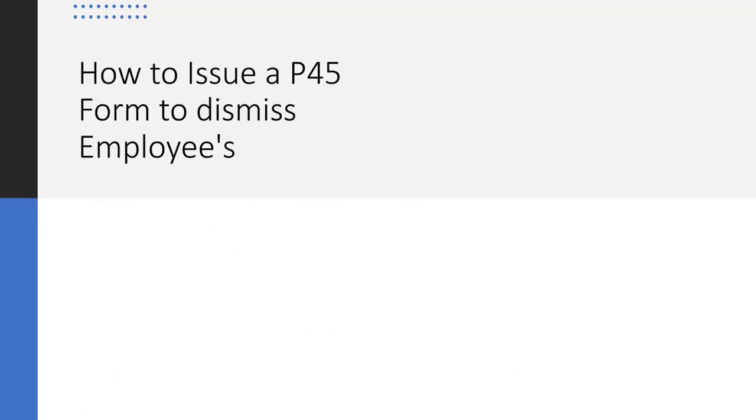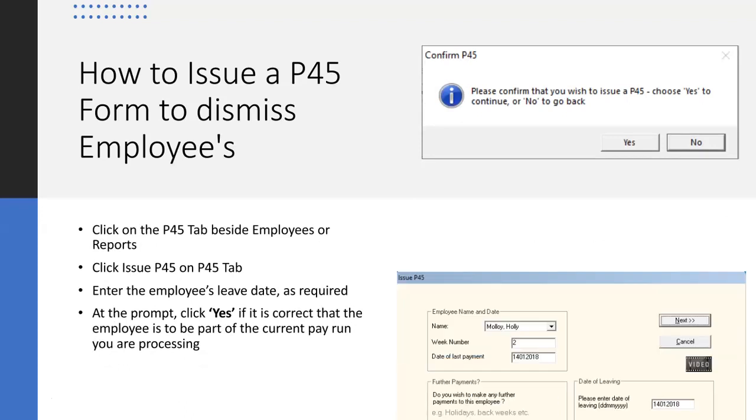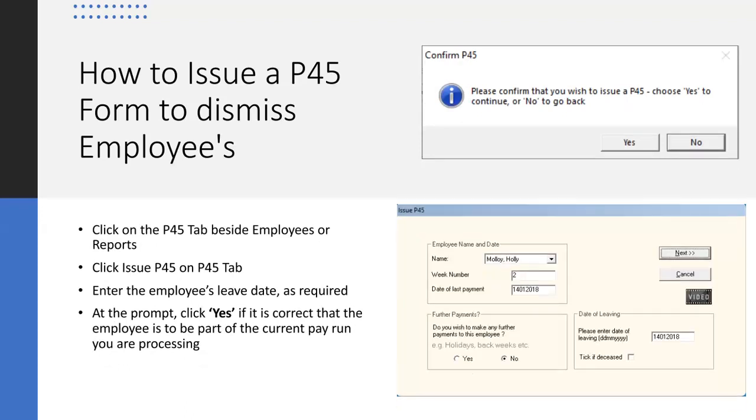This is now how to issue a P45 form to dismiss employees. Click on the P45 tab beside Employees or Reports. Click Issue P45 on the P45 tab. Enter the employee's leave date as required. At the prompt, click Yes if it is correct that the employee is to be part of the current payroll you are processing.